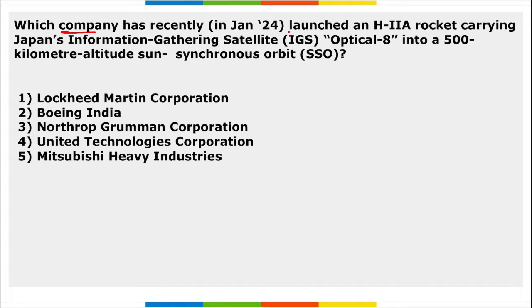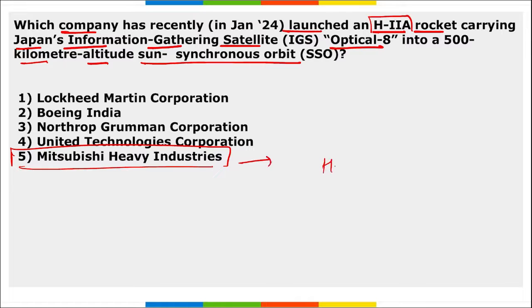Next, which company has recently launched an HIIA rocket carrying Japan's information gathering satellite Optical 8 into a 500 km altitude sun synchronous orbit? So which is that company? It is Mitsubishi Heavy Industries, right? They have recently launched HIIA, correct, carrying IGS.